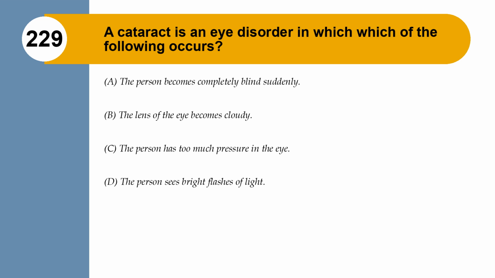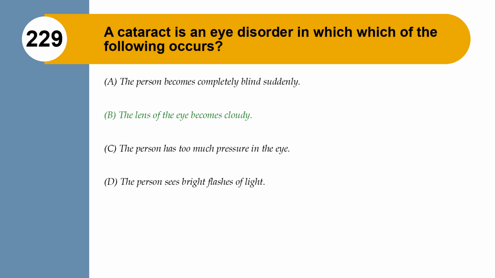Option A, the person becomes completely blind suddenly. Option B, the lens of the eye becomes cloudy. Option C, the person has too much pressure in the eye. Option D, the person sees bright flashes of light.